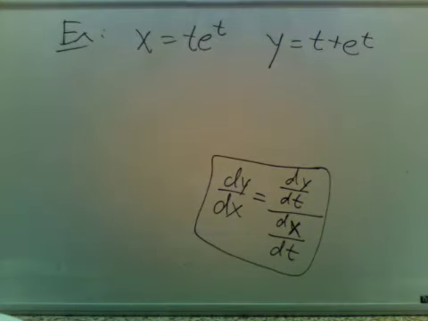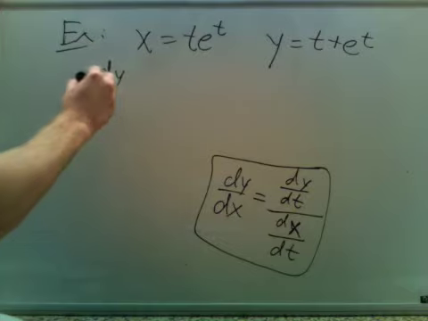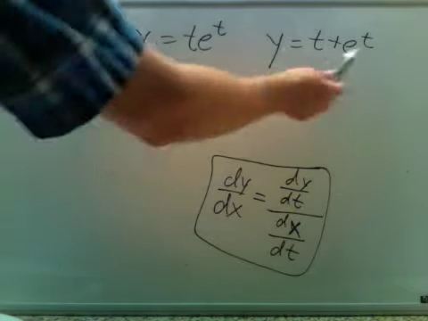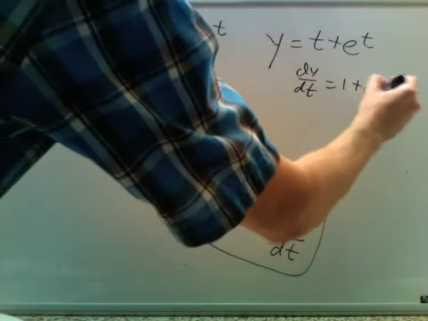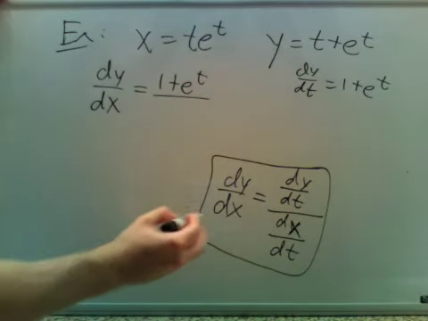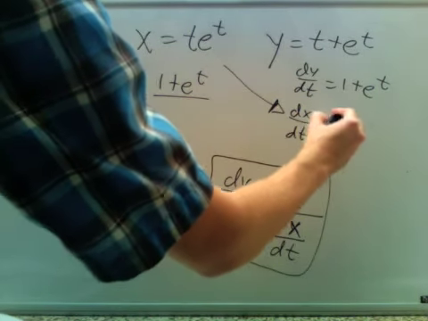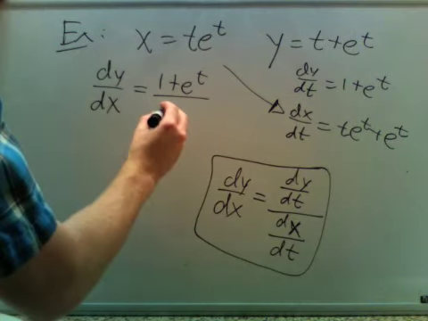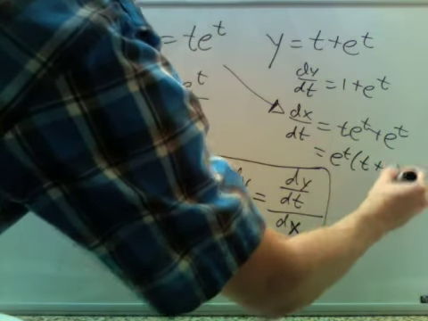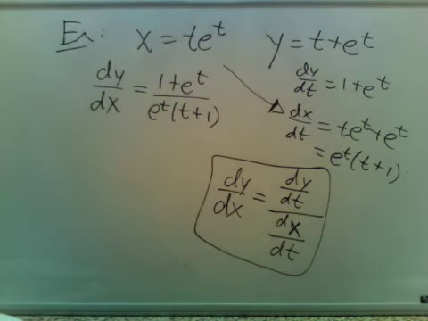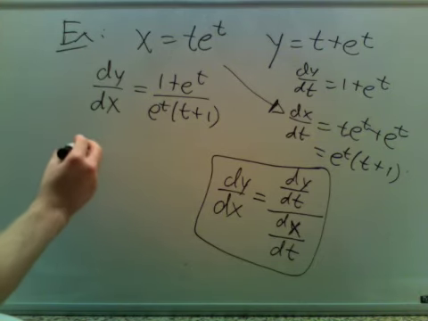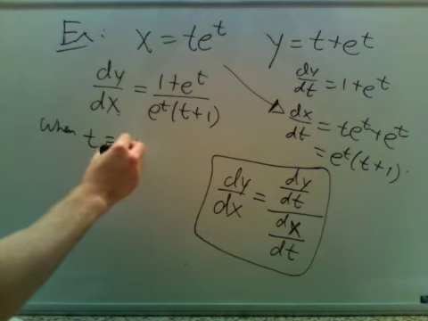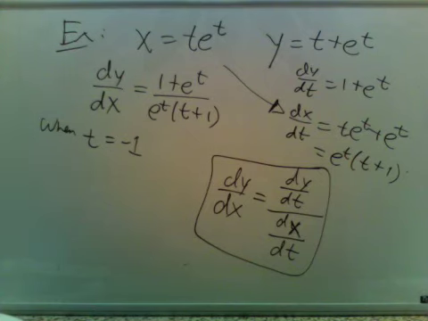For example, suppose x is t e to the t and y is t plus e to the t. The formula tells us dy dx is going to be the derivative of this with respect to t divided by the derivative of this with respect to t, which we get t e to the t plus e to the t. So I have this, and this gives the slope of the curve as a function of t. And notice when t equals -1, the slope is infinite, and that corresponds to a vertical tangent.